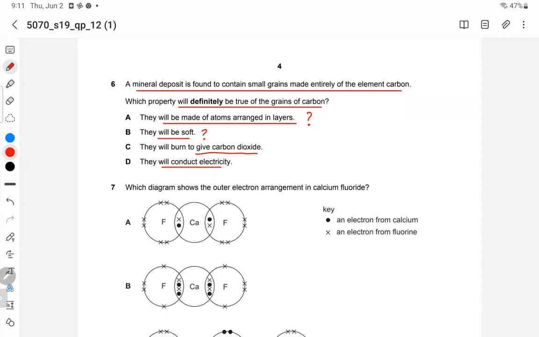So if you look over here, we cannot be sure about these three, because atoms are arranged in layers in graphite, and it is not necessary that it is graphite. In the same way, graphite is soft and we are not sure that it is graphite, and it will conduct electricity. If it's graphite, then it will conduct electricity, otherwise it is not sure. So C option is correct. Whether it's graphite or diamond or any other form of carbon, when it burns, it will form carbon dioxide.